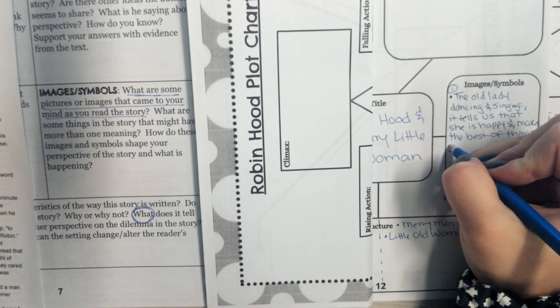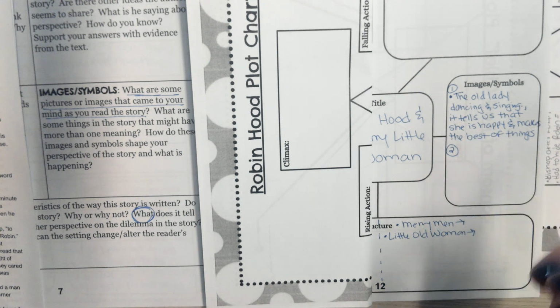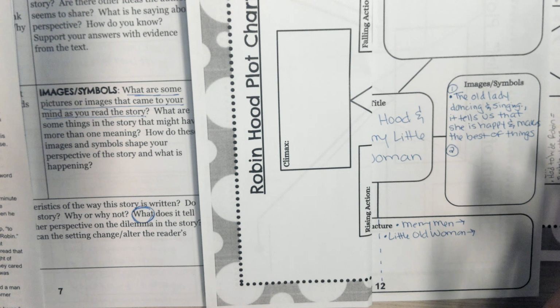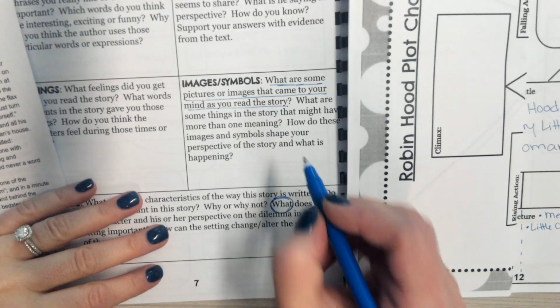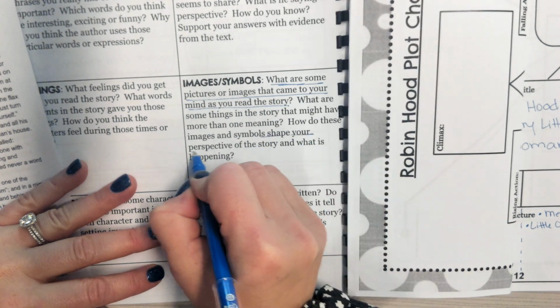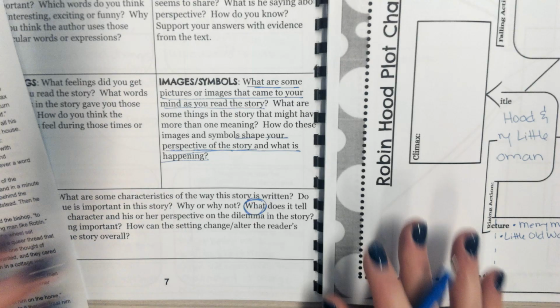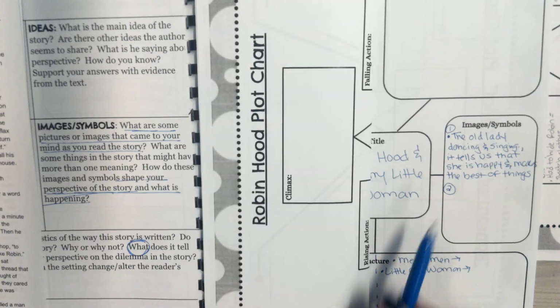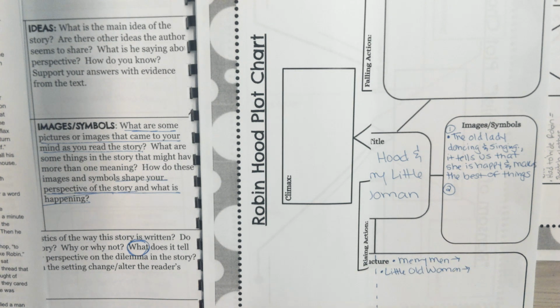You need to come up with a second. What is another image or symbol or something that you saw clearly in your mind as you read the story? And then the second part of that, remember, is how does that shape your perspective of what is happening? What does that kind of show you? All right, go ahead and pause that so you can complete number two and then come on right back.